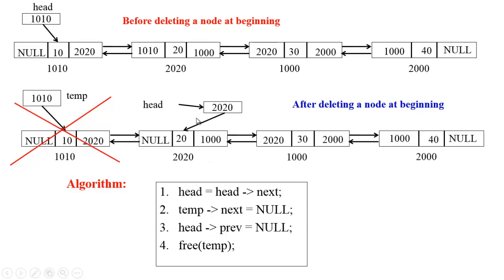And then head of previous. What is head of previous? Head of previous is already 1010, and it should be changed into null. The connection is terminated from the new first node to the previous first node. Later, the temporary pointer points to the existing first node, and we use the function free temp. This is the way we can delete an element from the given linked list.